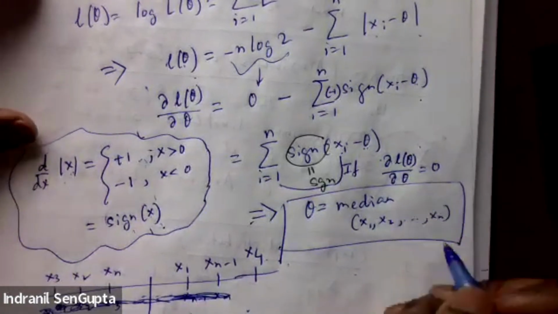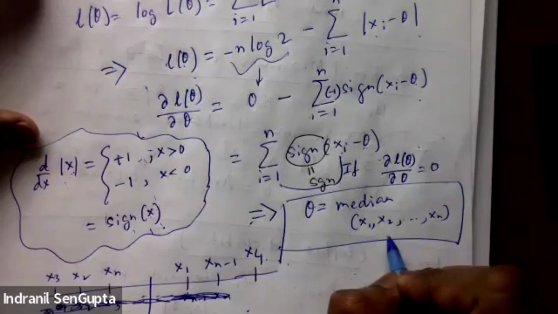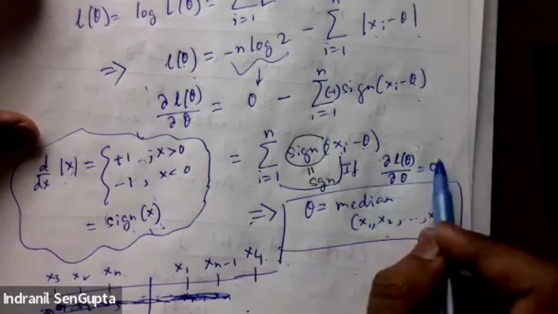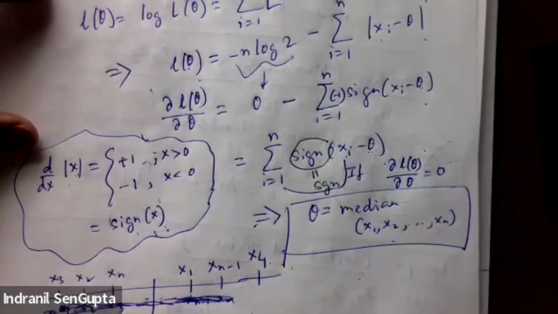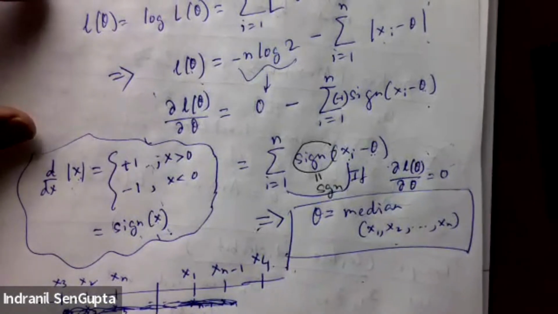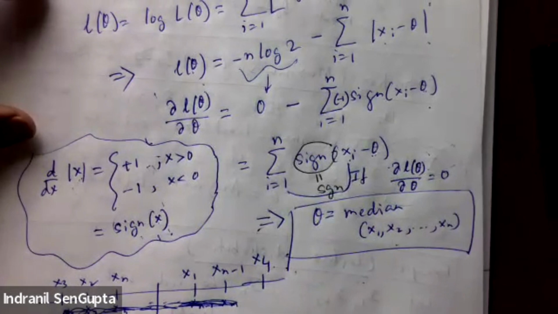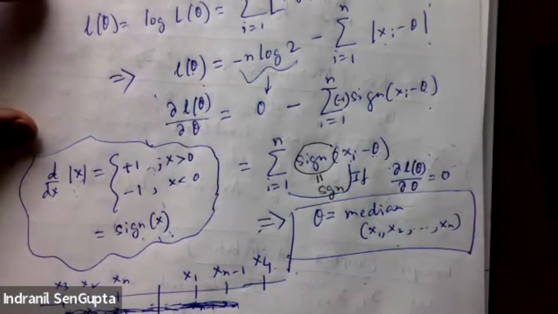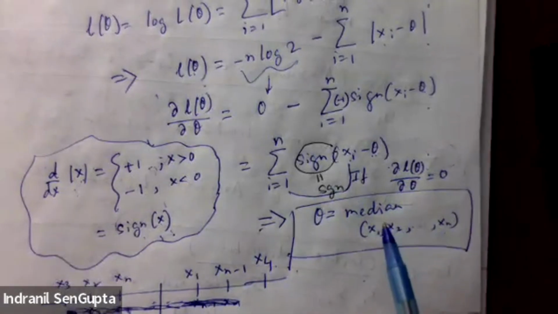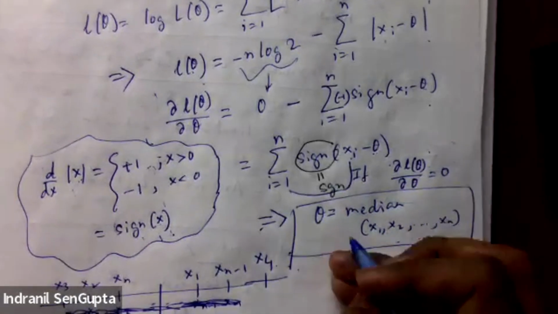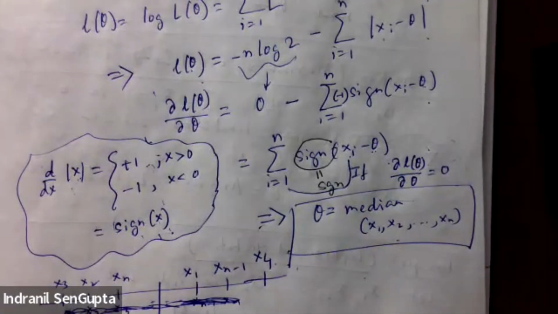So here, if you put theta equal to the median, then we are seeing that the first partial is 0. Now for the second partials here, everything will be 0, right? So we cannot really have the second derivative test. So we will just leave it at the point that we are saying, the second partial we will not compute.